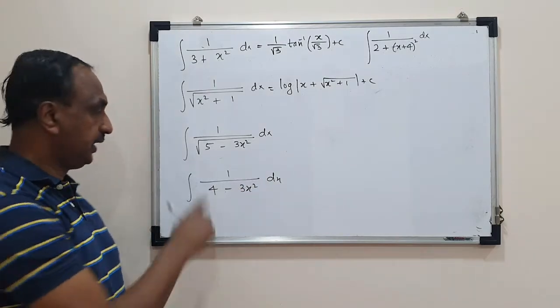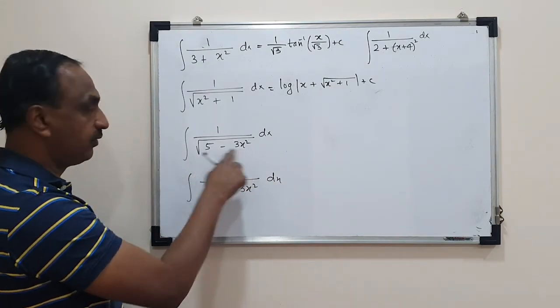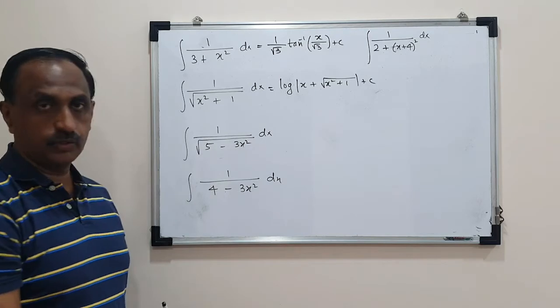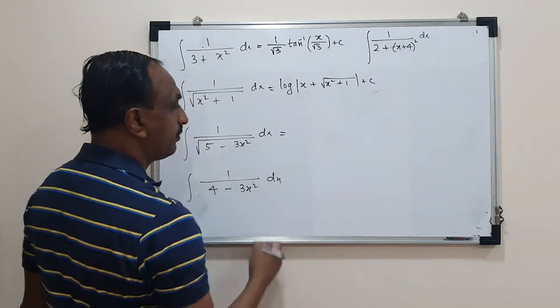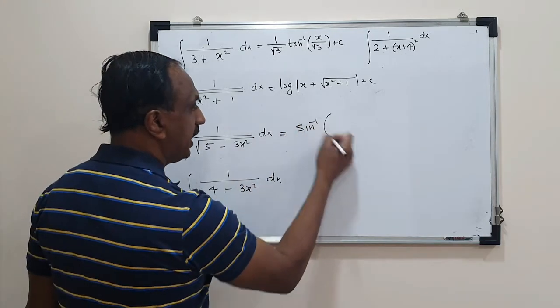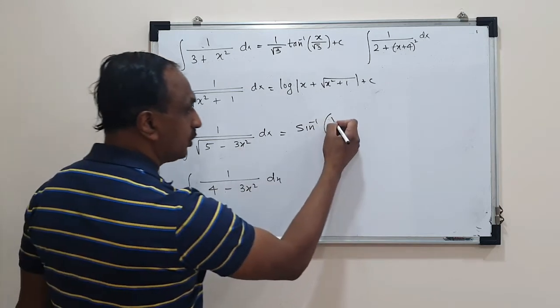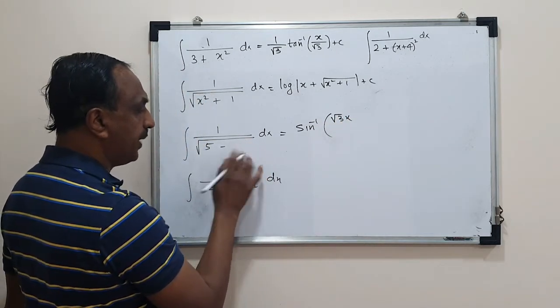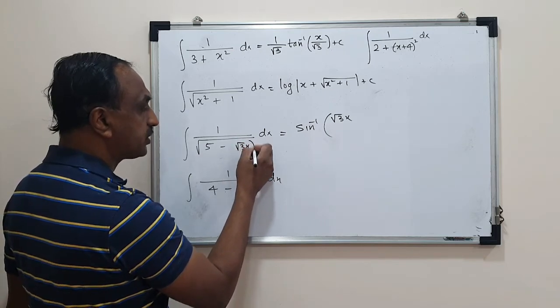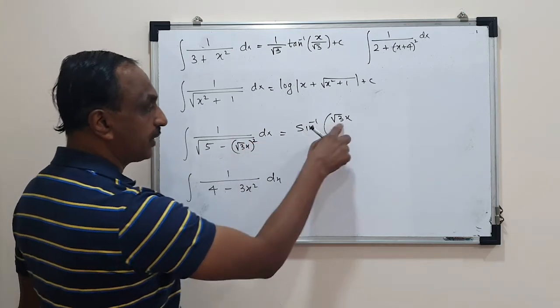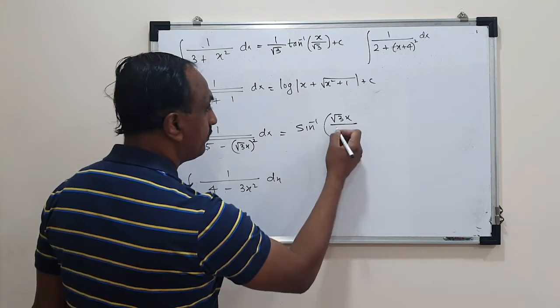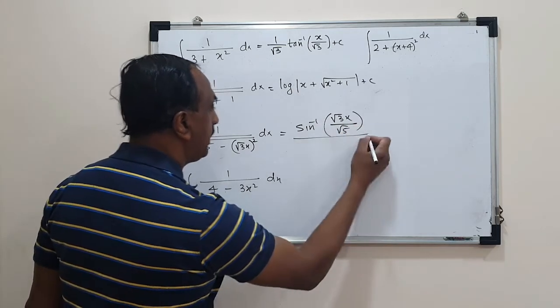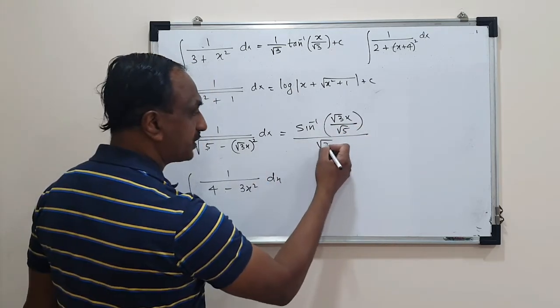Is it sine inverse? Yes. A square minus x square, 1 minus x square inside the root. So sine inverse. Your answer will be sine inverse x. What is x here? Root 3x it is, because 3x square should be imagined as root 3x the whole square. So root 3 becomes a, a is root 5, divided by the coefficient of x. The coefficient of x is root 3.